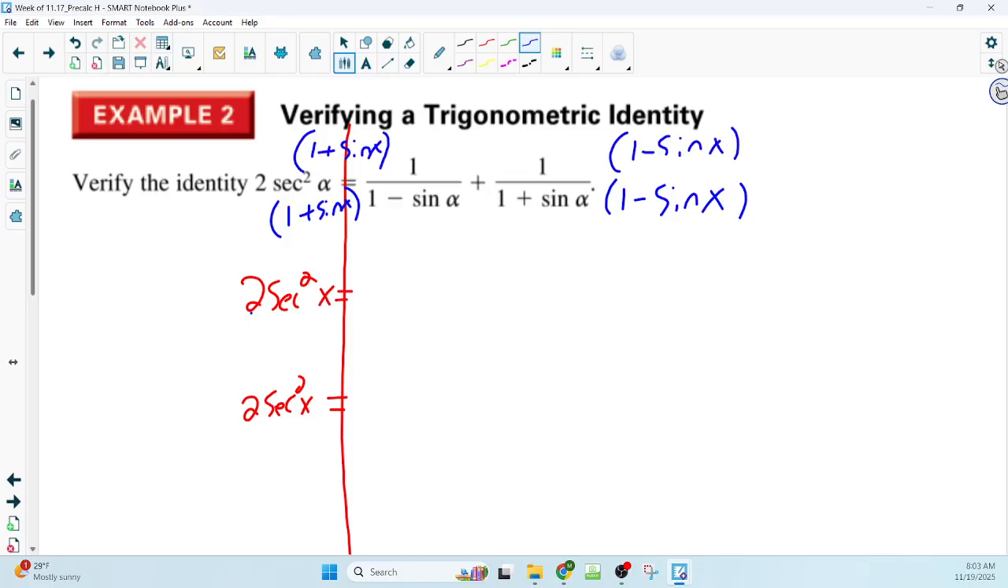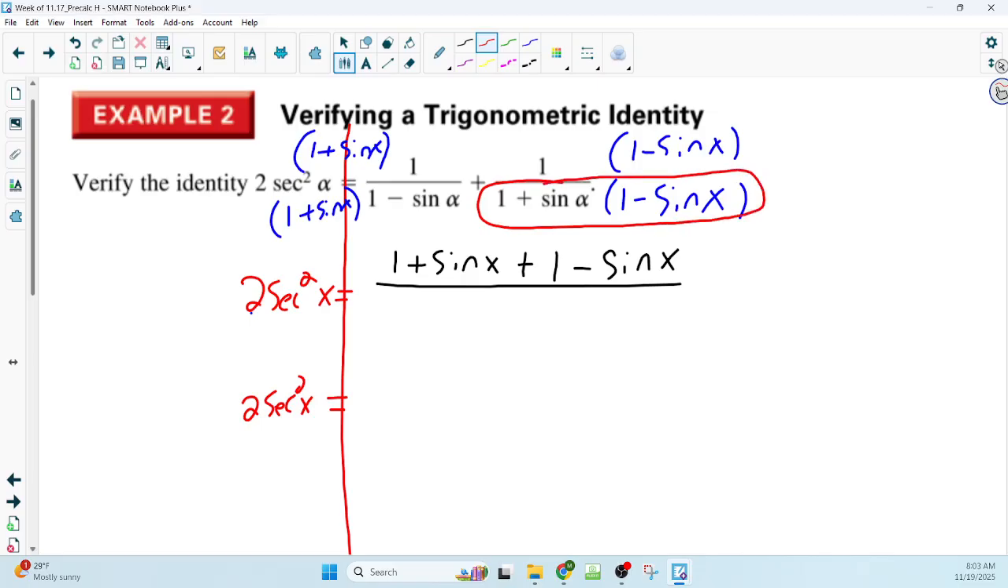You see this 1 plus sine or this 1 minus sine or this 1 plus cosine or this 1 minus cosine. It's supposed to be a dead giveaway. It's pretty clear what's happening there. So what happens is I get 1 plus sine of x plus 1 minus sine of x all over. And when I FOIL this out, which is going to be the same on both sides, I'm going to have 1 minus sine squared of x.